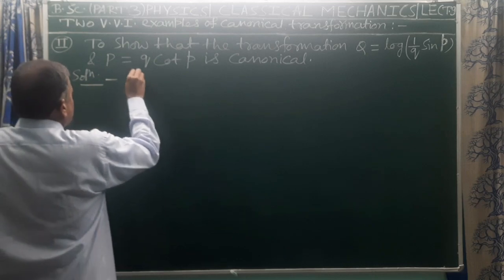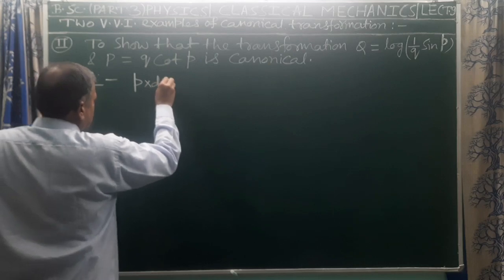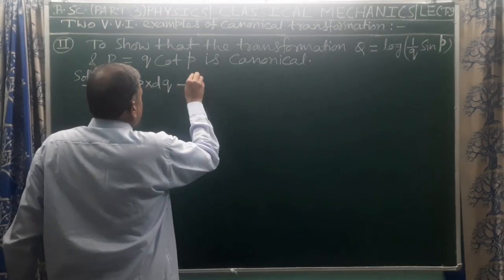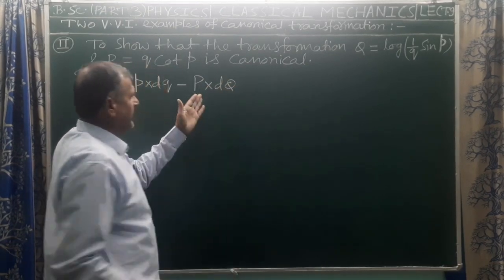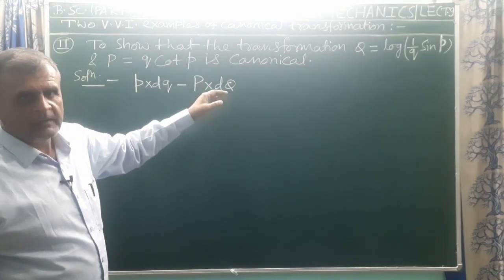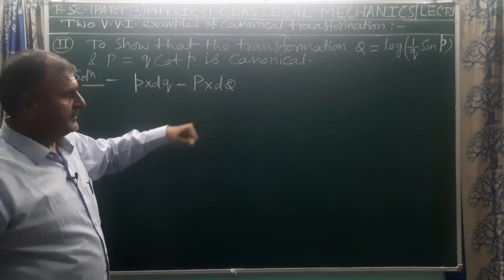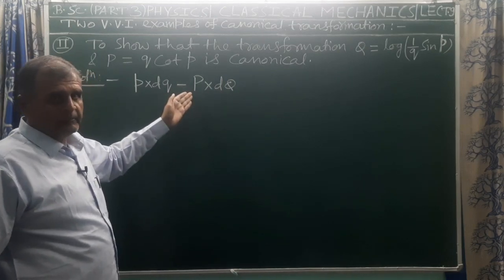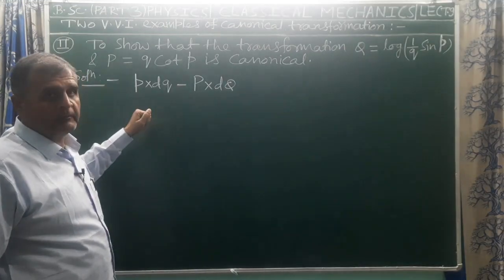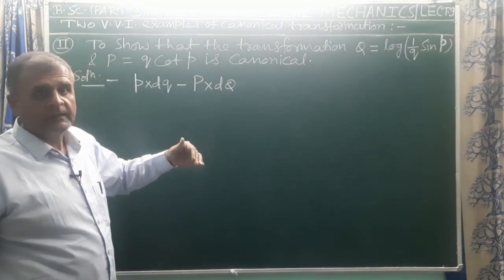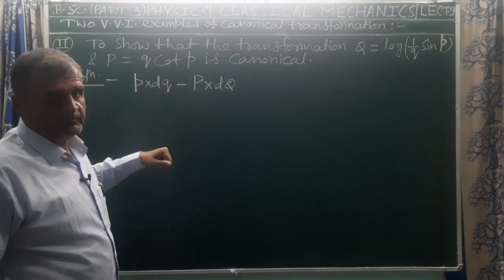So we have a small p multiplied by d a small q minus capital P multiplied by d capital Q, that is the differential of capital Q. Capital Q is the position in the new coordinate system. Capital P is the momentum in the new coordinate system. A small p is the momentum in the old coordinate system, and a small q is the position in the old coordinate system.